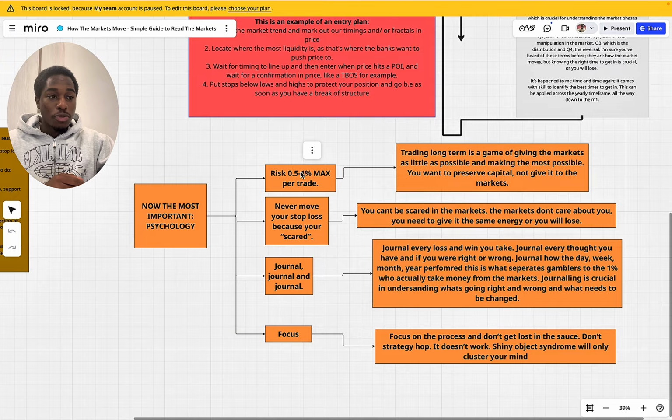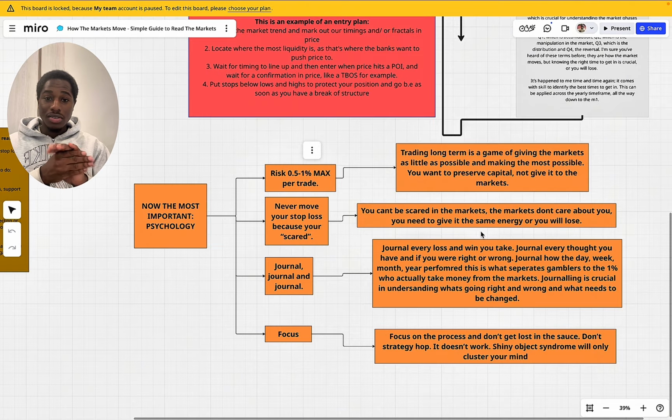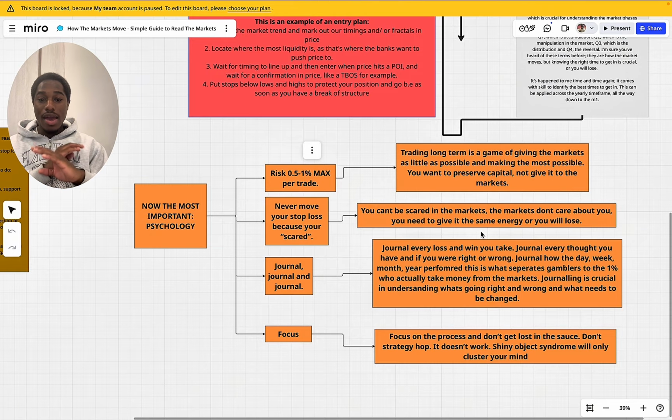Now, never move your stop loss because you're scared. You can't be scared in the markets. The markets don't give a toss about you. You just need to give it the same energy or you're going to lose. You can't go into the market with the mentality of, I'm not sure if the setup's going to hit, I'm really scared. This is why you need to wait for confirmation, be confident in yourself, ensure that you know what you're doing. So when you get into that position and you place your stop loss and you place your TP, you're not moving anything because you're confident in exactly what you're going to be doing. So don't move your stop loss because you're scared.